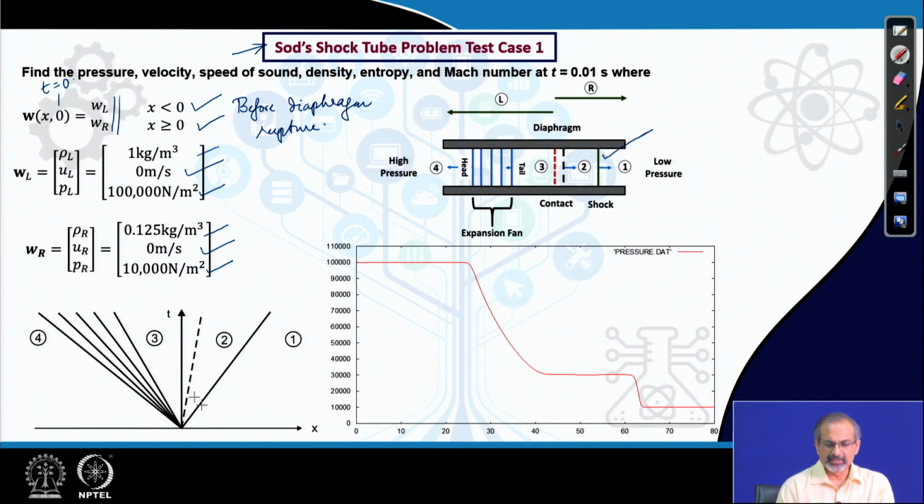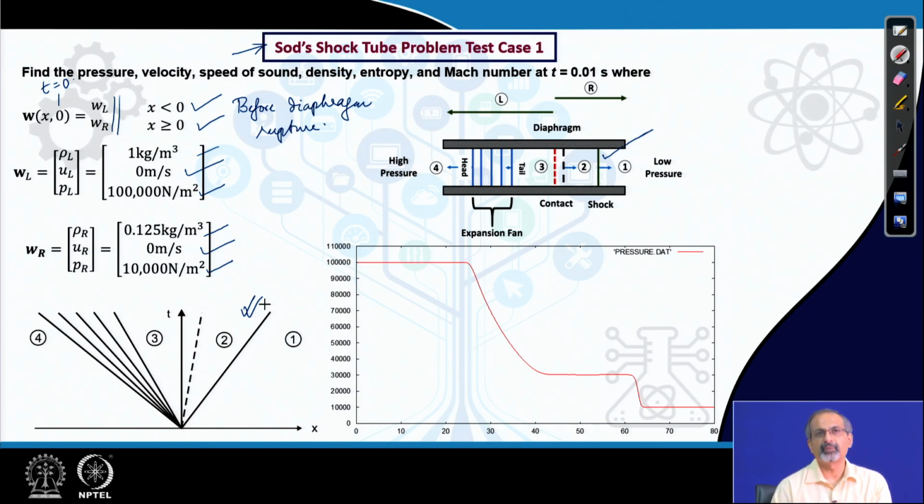If you want to see the picture in the xt plane, then it looks like this, with the different regions marked 1, 2, 3, 4. And you can imagine that the Euler equation will be able to capture this flow field, because it is able to capture shocks and expansions and contact surfaces.